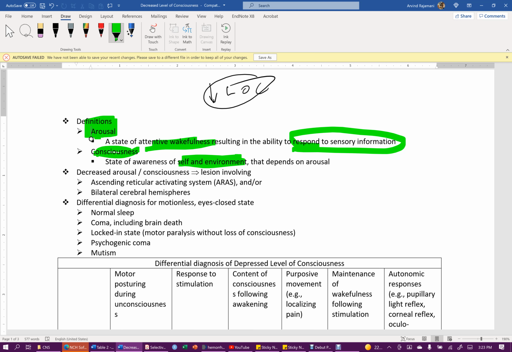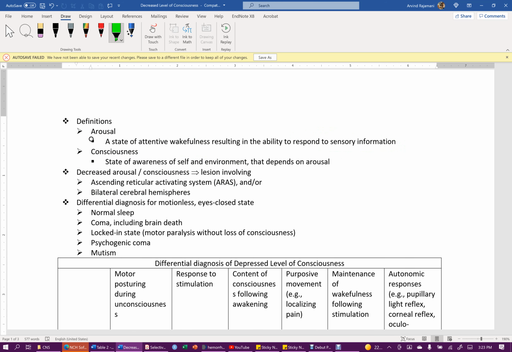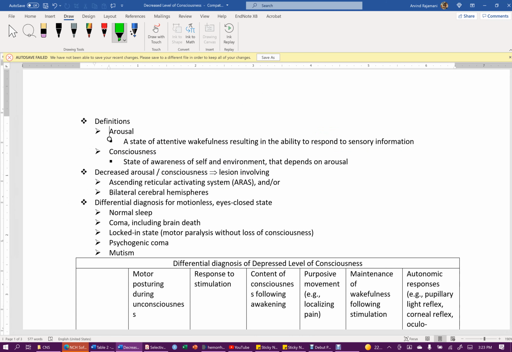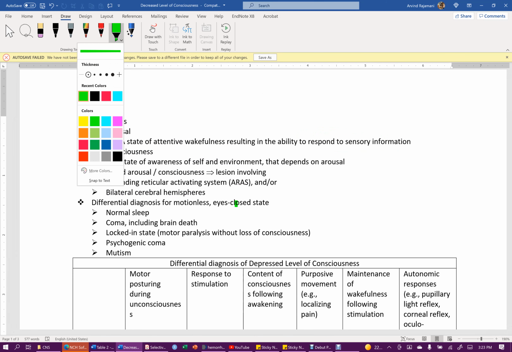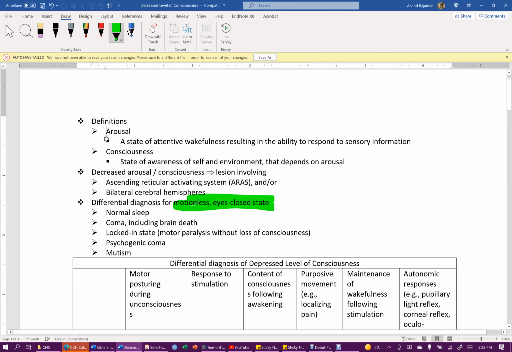Now, when you have a decreased arousal of consciousness, it is usually the ascending reticular activating system or both cerebral hemispheres. So far so good. What are the differentials for a motionless state with the eyes closed, which is you're not roused and you're not responding? These are the things. It can be normal sleep, coma, and the extreme of course is brain death.